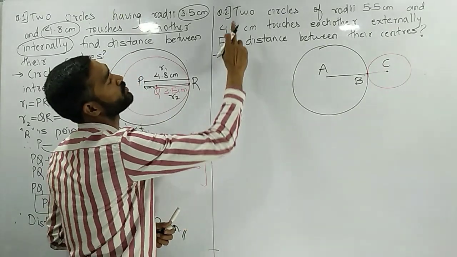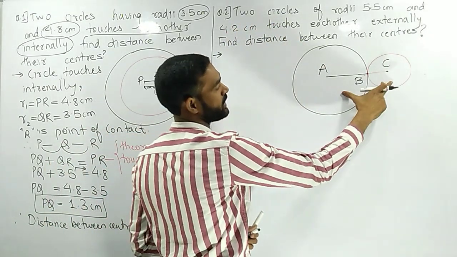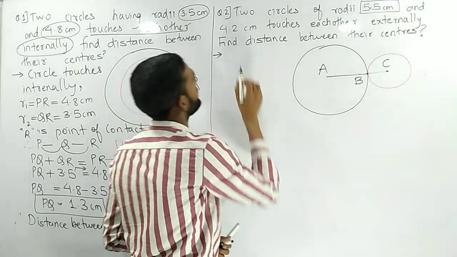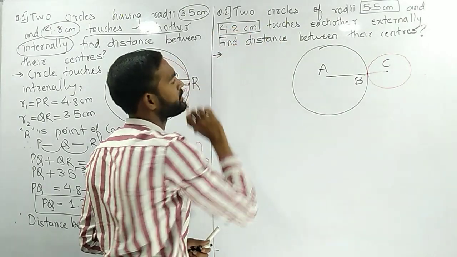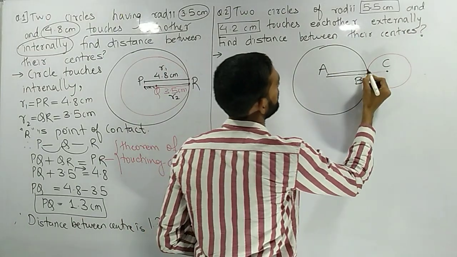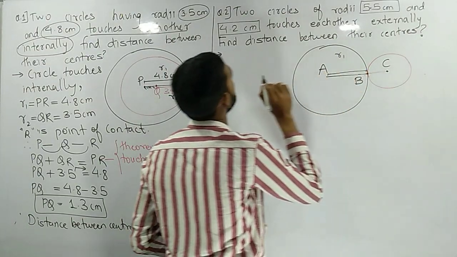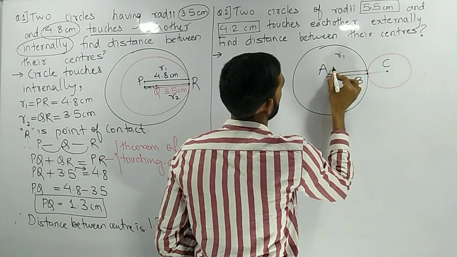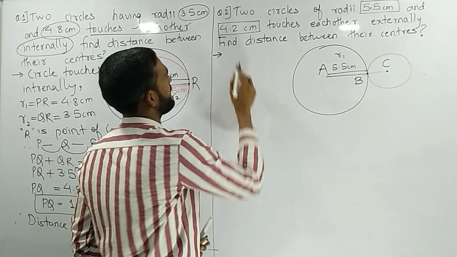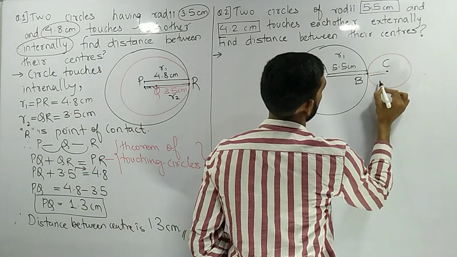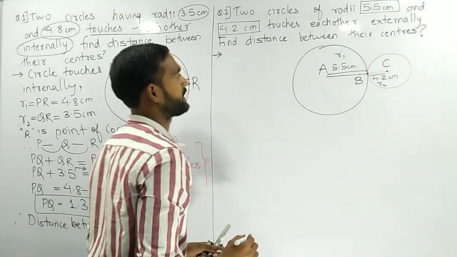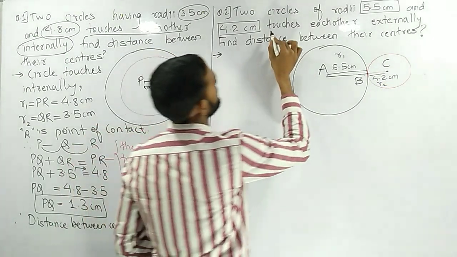First we'll read this question. Two circles, again as you can see, two circles are given of radii 5.5 centimeter and 4.2 centimeter, right? As you can see this one is greater, so I'll take this as R1, 5.5 centimeter. Then the second is 4.2, this one is smaller, R2, this I'll take 4.2 centimeter. But what are they doing? They are touching each other. How?